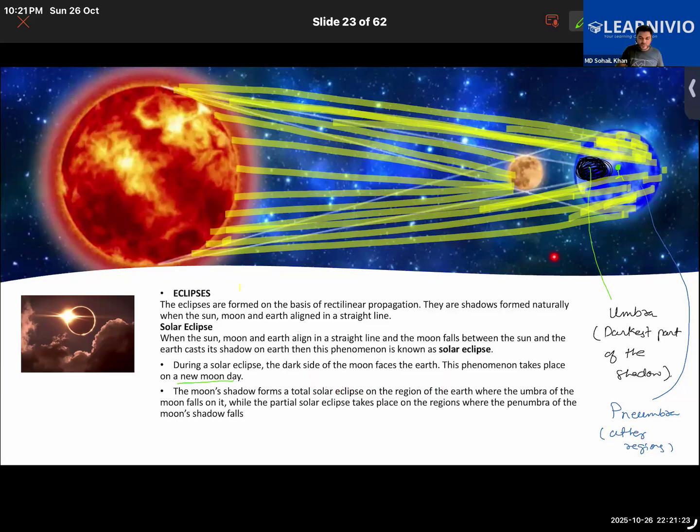the umbra of the moon falls on it. While the partial solar eclipse will take place on the region where the penumbra of the moon's shadow falls. Understood that now? So if I am here, I will just see a partial amount of the solar eclipse right now.